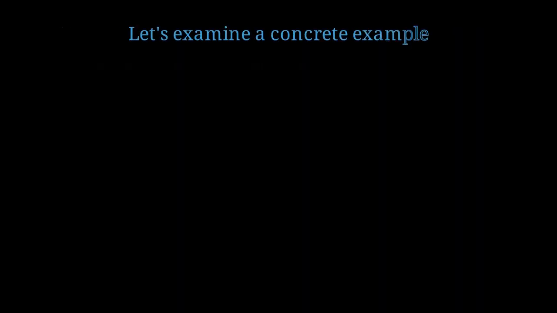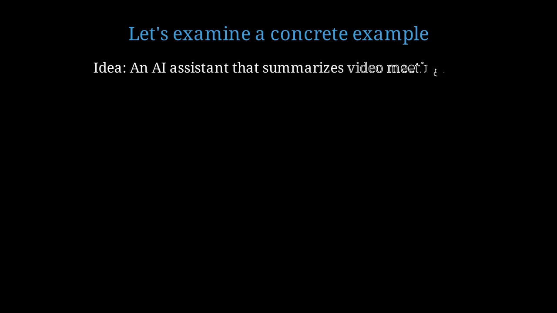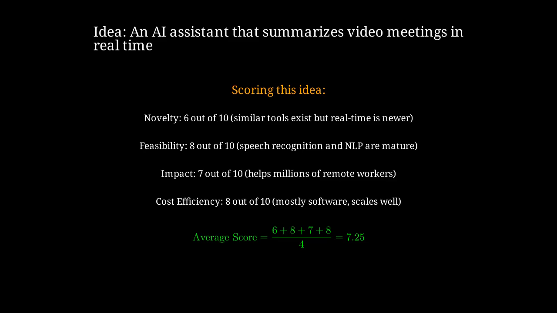Let me show you a concrete example. Suppose we're generating ideas for remote work productivity tools. Here's one idea. An AI assistant that summarizes video meetings in real time and identifies action items. Novelty scores 6 out of 10 because similar tools exist, but real-time capability is relatively new. Feasibility scores 8 because speech recognition and natural language processing are mature technologies. Impact scores 7 as it helps millions of remote workers. Cost efficiency scores 8 because it's mostly software and scales well. The average score is 7.25.